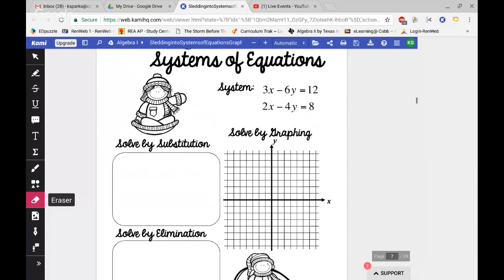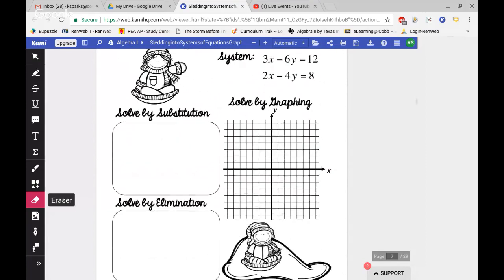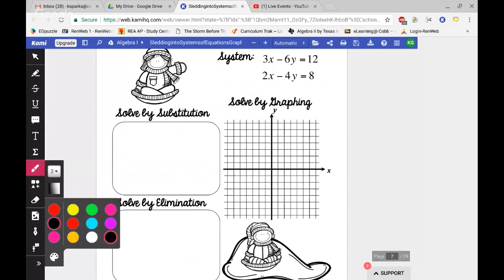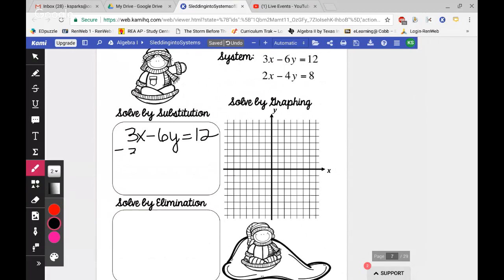So we're going to do substitution first. So we got 3x minus 6y equals 12. And I've got to get one of my x's or y's all by itself. So I'm going to take my 3x and subtract it from both sides.